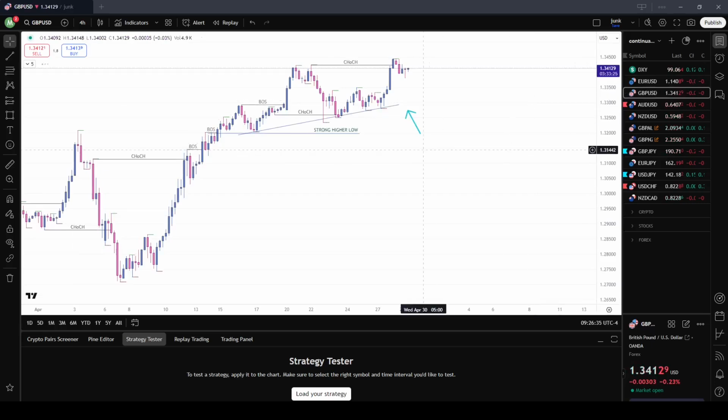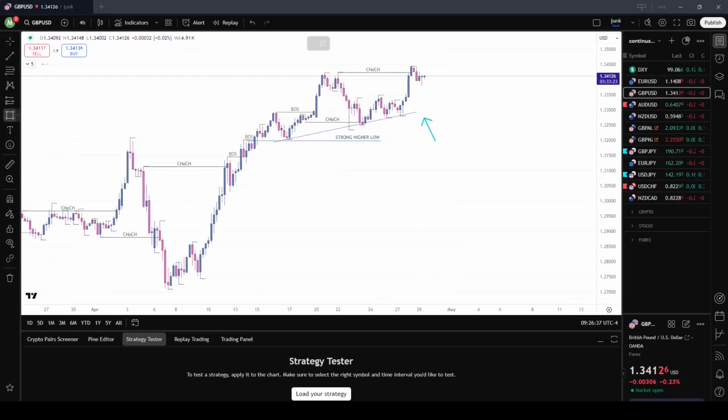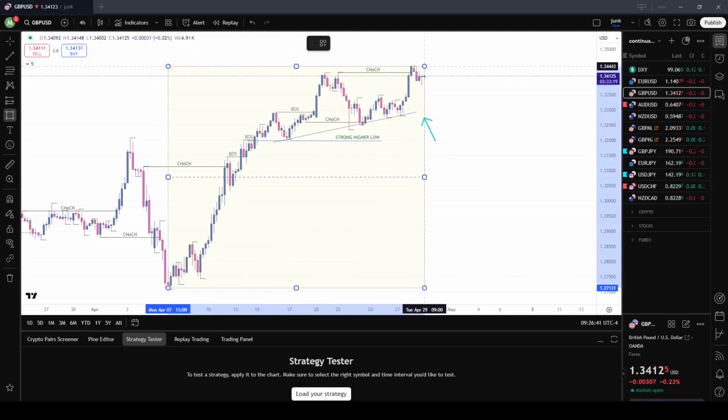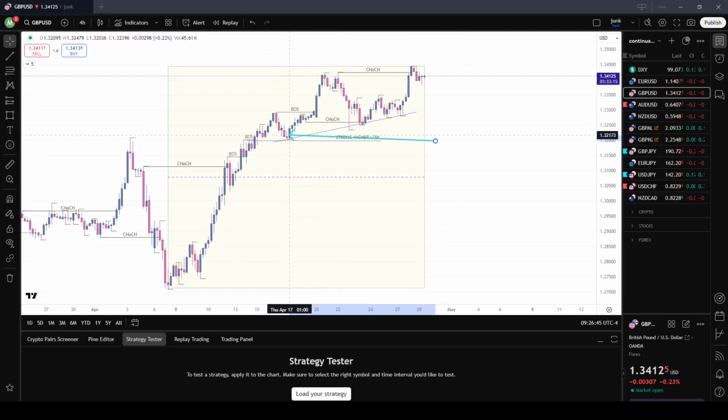GBP USD. Go ahead and map out the current overall range on this 4-hour chart. As this continues to push up, this is making ascending price action. Ascending price action channel. These are the lows of that channel. You could say this is the lower high.